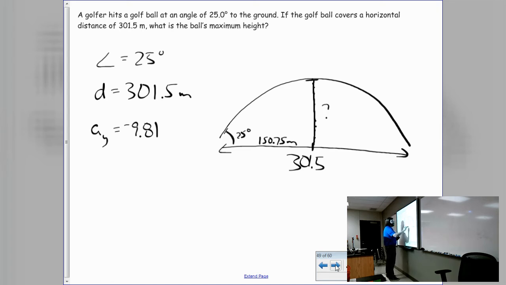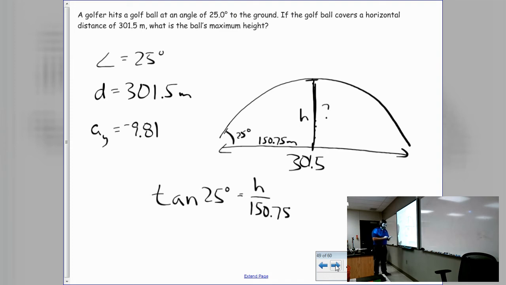Well, if we have an angle that it was launched at and we have the adjacent side, why can't we just use that information to solve for the height? That's the answer. This really just comes out to be a trigonometry problem. This one just comes out to be trig. So we want the opposite side, and we have the adjacent. That would require tangent. So tangent of 25 degrees is equal to my opposite side, which is my h, over my adjacent, which is 150.75.